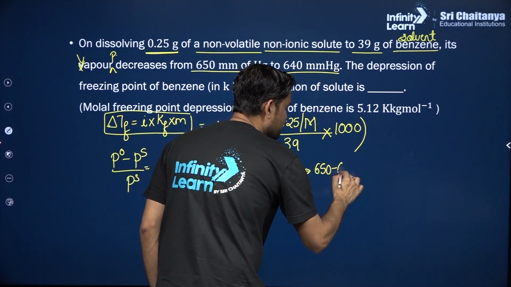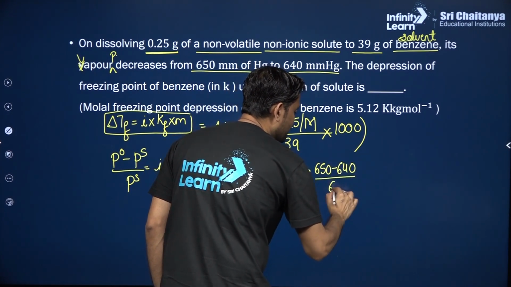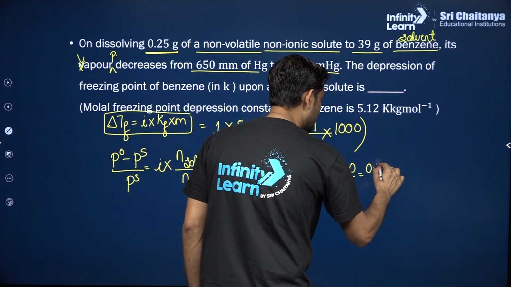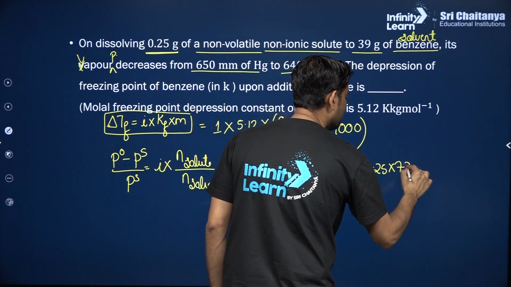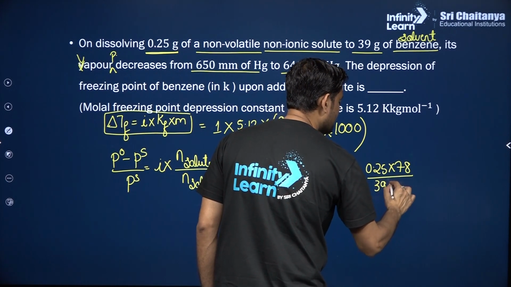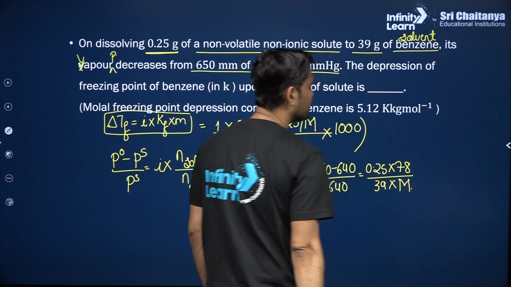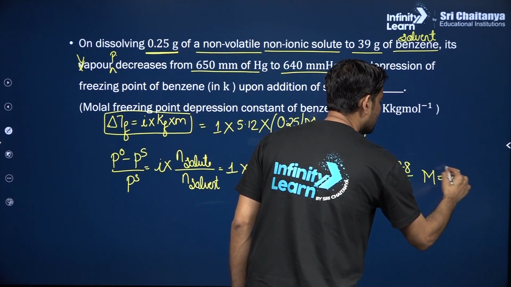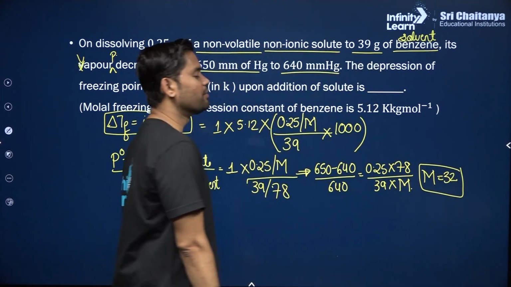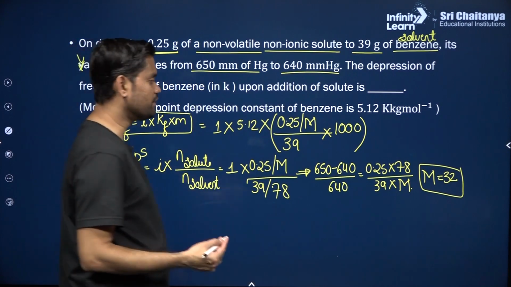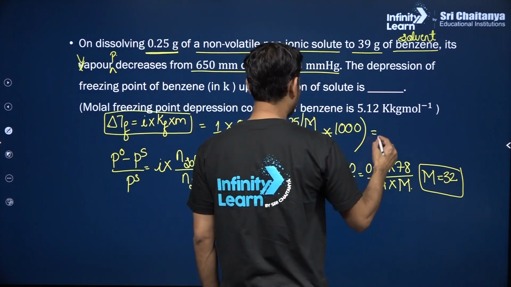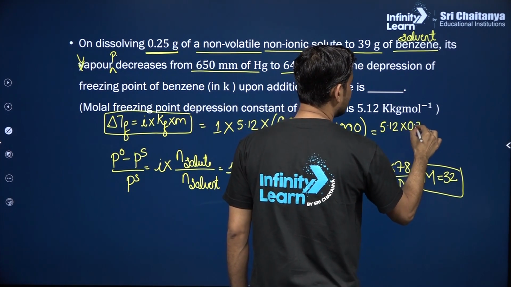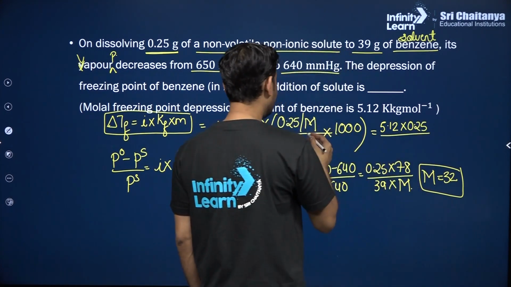So finally what I can write over here is (650 minus 640) whole divided by 640 is equal to 0.25 by 78 whole divided by 39 times the molecular weight of solute. If you solve this, you will get the m value as 32. Since you get the m value as 32, let us substitute over here. So that is 5.12 into 0.25 whole divided by, what is the molecular weight?